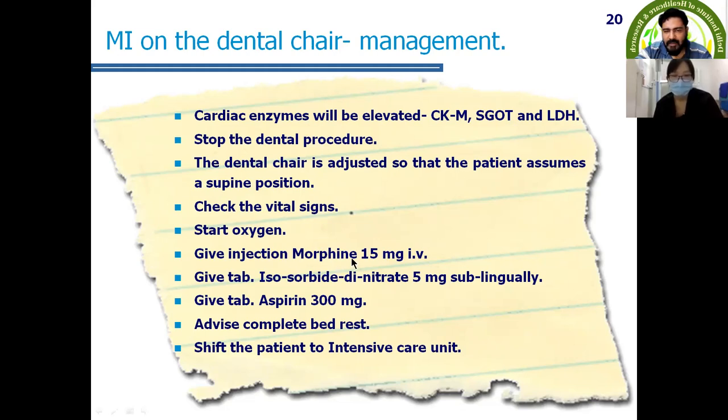Any potent painkiller can replace morphine. Morphine is not easily available. Okay. So any potent painkiller, isosorbide, aspirin. These three things should be there along with the major factor, oxygen. Oxygen is mandatory.